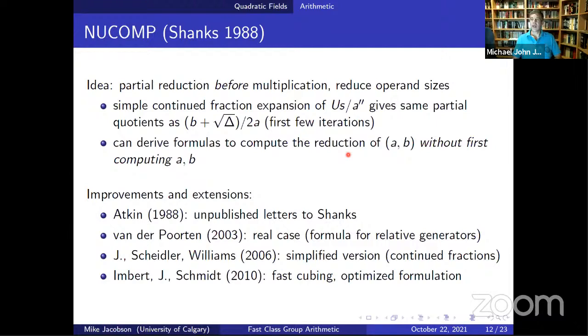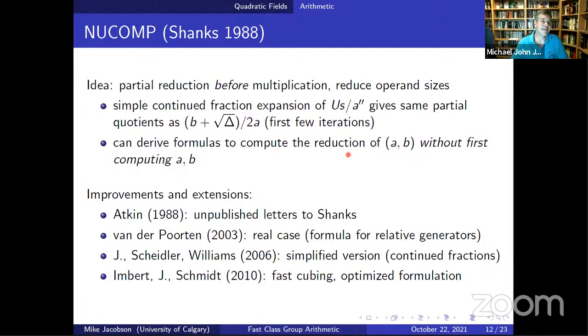Now, Shanks's motivation. This is actually the last paper he wrote, and it's called On Gaussian Composition 1 and 2. The paper is a really fun read. It's written in a very tongue-in-cheek manner. There's motivational content related to movies that Dan Shanks liked. There's one called Ninotchka from the 1930s, and he describes the operation of NUCOMP with allusions to that movie. It's really fun to look at.